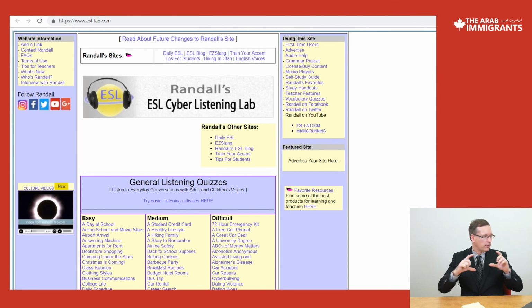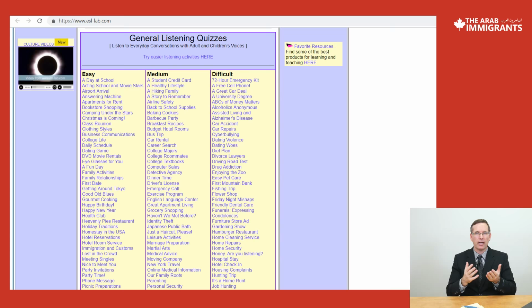So when you first look at the first section, it talks about just this is a Randall's ESL Cyber Listening Lab. So as we scroll down or move down on here, you'll see where it says General Listening Quizzes, and there's 3 columns. So easy, medium, and difficult. The nice thing with this is there's many practices at different levels for different abilities of students. So what I recommend is go and listen to some of the easy listenings. They always have a couple of questions after. If you're finding it's very slow or easy for you and you're getting the questions right, then move to the medium. From the medium, move into the difficult.